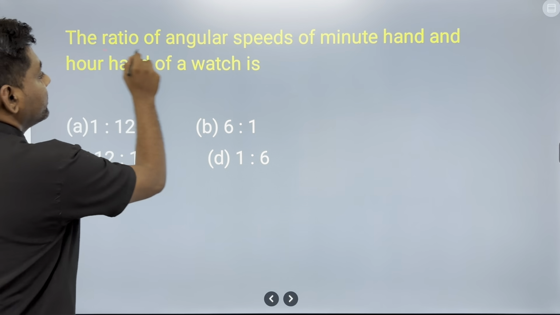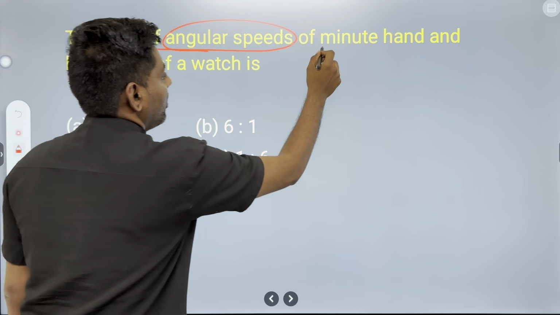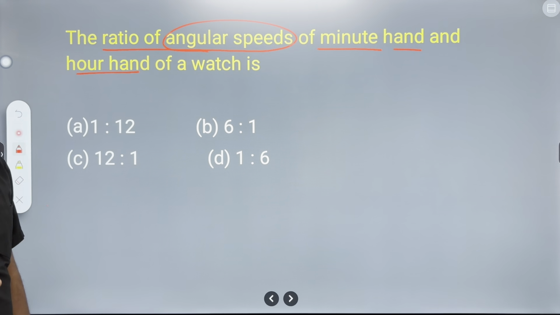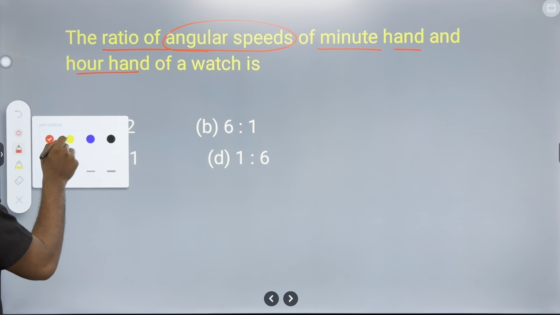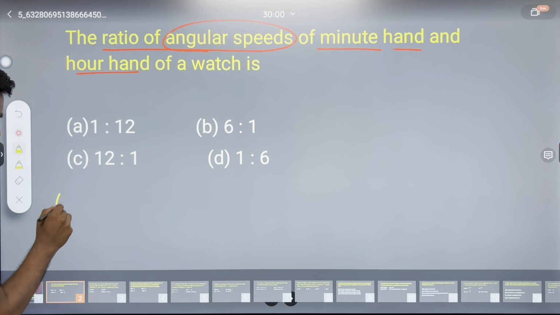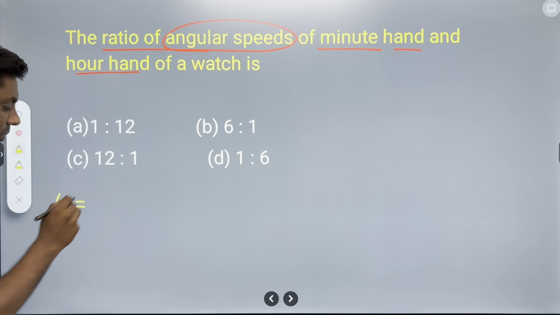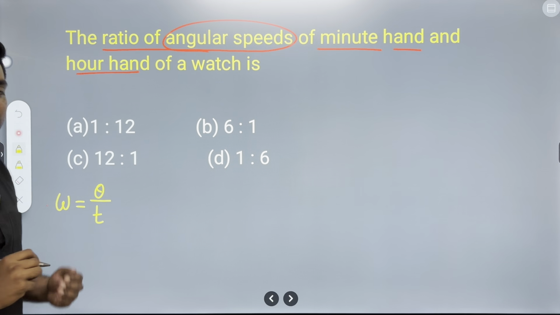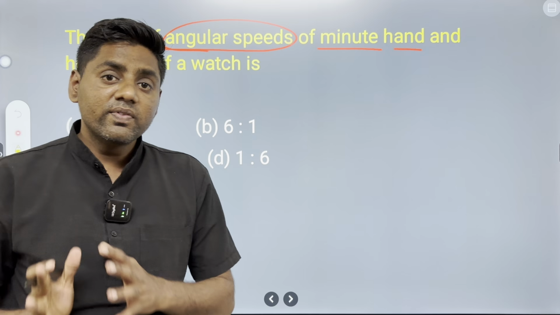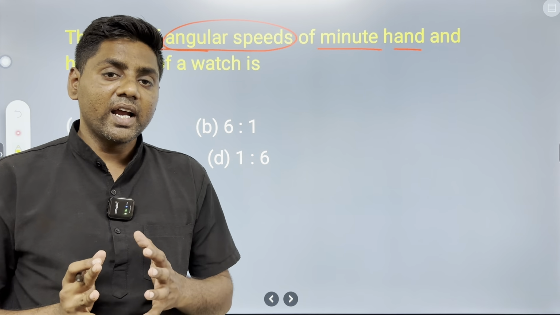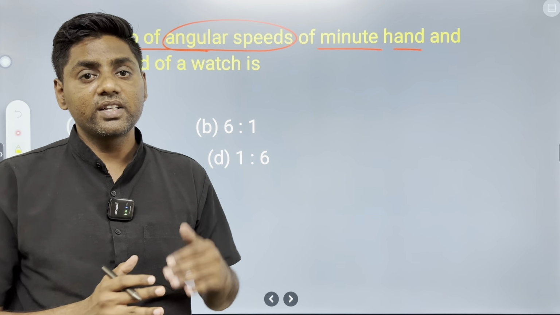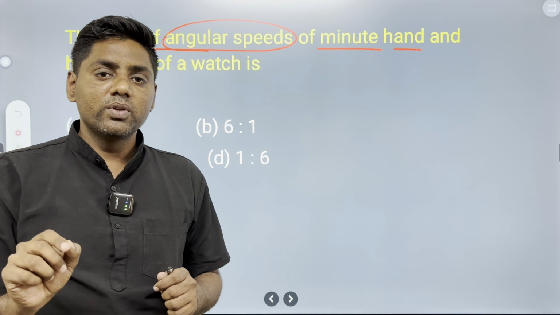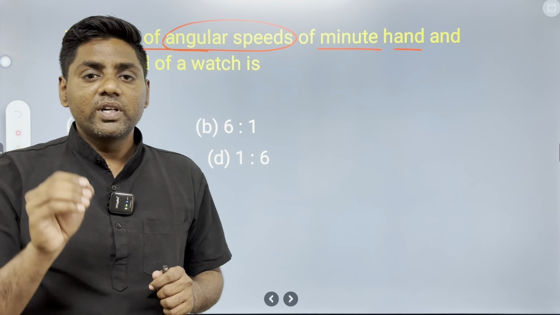The ratio of angular speed of minute hand and hour hand. So very simple. What is the formula of angular speed? Remember, formula is very easy. That is omega equal to d theta divided by t. Where theta is the angular displacement, and as we know that for hour hand and minute hand, angular displacement is equal. That is 2 pi. It completes one revolution. When it completes one revolution, the angular displacement is 2 pi.